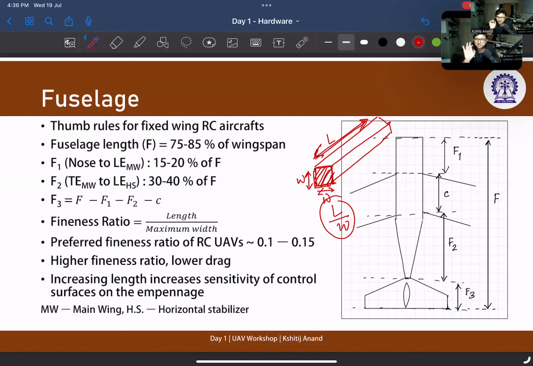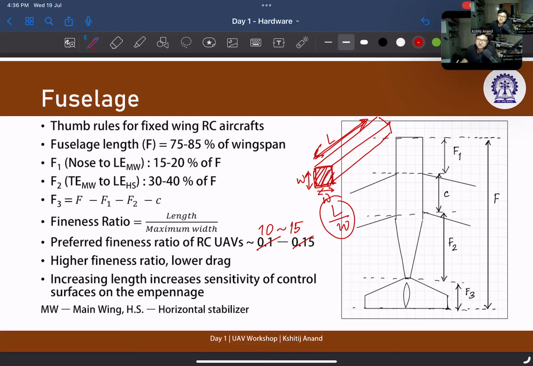Okay, so I have made a mistake in my presentation. I just realized this. So this fineness ratio is not going to be in the 0.1 to 0.15 range. This fineness ratio should be in the range of 10 to 15. I made a mistake. So your fuselage length should be 10 to 15 times your maximum width. Okay. So make it a slender, sleek, slender body. The higher the fineness ratio, the more sleek or slender your body is going to be, and the lesser drag it is going to produce.